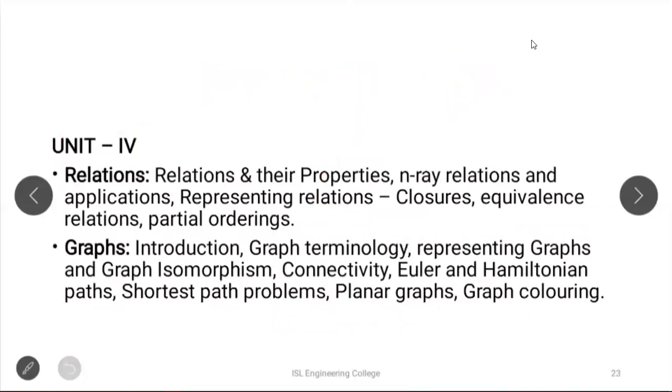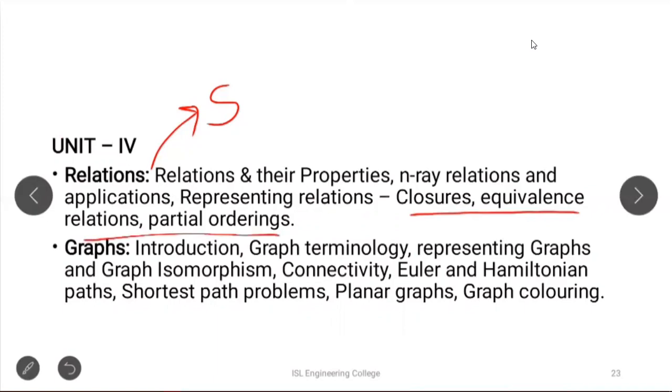Now, next, Unit 4. Unit 4 covers the topic of relations. So relations, if you remember, is a continuation of sets. Along with sets, we'll be studying relations, their properties, and other things with respect to relations.